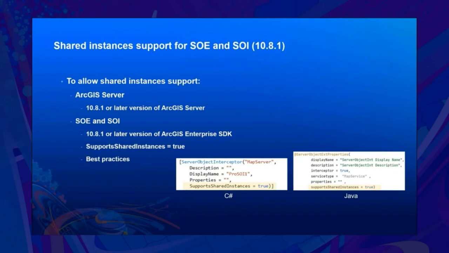However, it is safe to use local variables because the scope of the local variables is within the current service, and local variables are not shared with other services. As an SOE or SOI developer, only when you ensure you follow the best practices, you can make your SOE or SOI support shared instances.